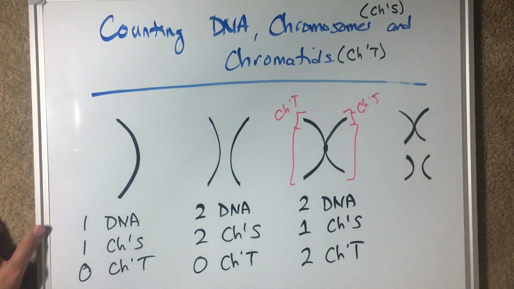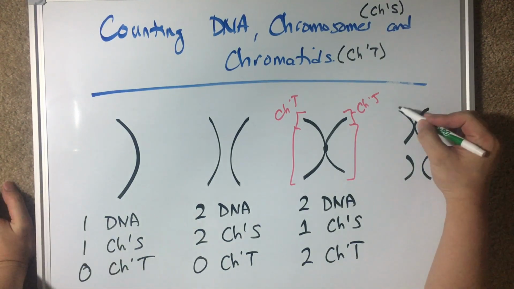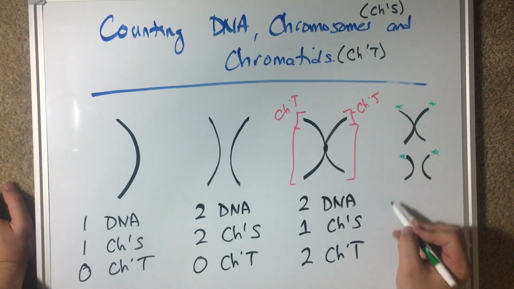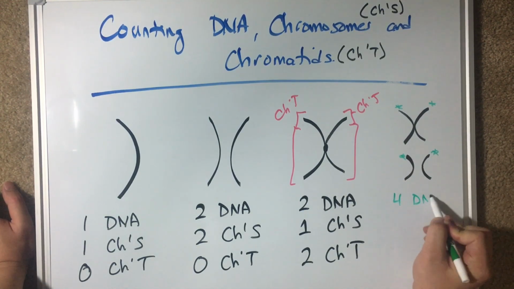How about this case right over here? So how many DNA strands do we have? I'm going to color code this one here. We have here 1, 2, 3, 4. So we have 4 DNA strands.